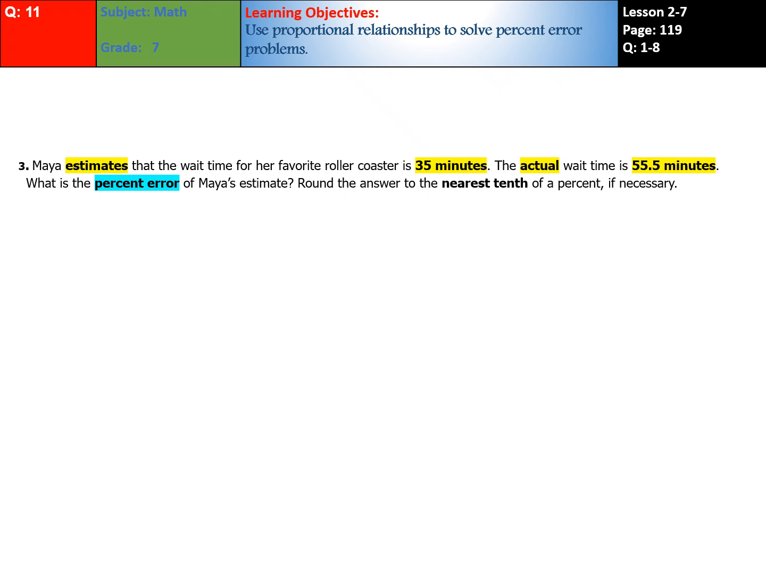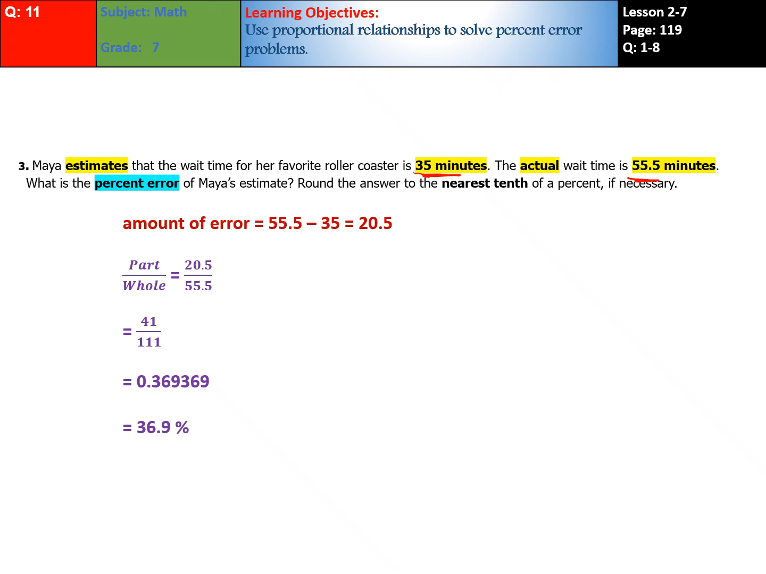She estimates that the wait time of her favorite roller coaster is 35 minutes, but actually it is 52.5 minutes. What is the amount of error? Again 52.5 minus 35, then divided by the actual minutes, that is 52.5, times 100, or you can do long division. Any method, you have to convert the denominator into 100, otherwise you can multiply directly with 100 to get the answer, that is 36.9. Again, nearest tenth means one digit after the decimal point.